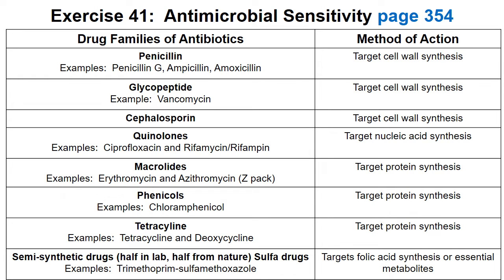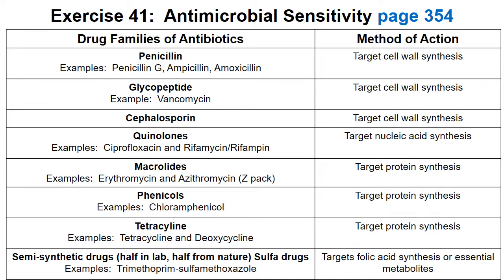And since we don't have a cell wall, these would not target our human eukaryotic cells. So penicillin examples include penicillin G, ampicillin, and amoxicillin. Glycopeptide example includes vancomycin. Vancomycin is a very powerful antibiotic. That's what we call one of the big guns and should only be used when absolutely necessary.